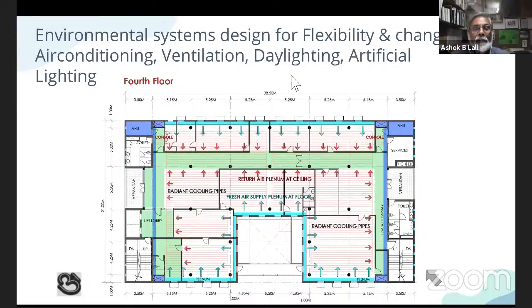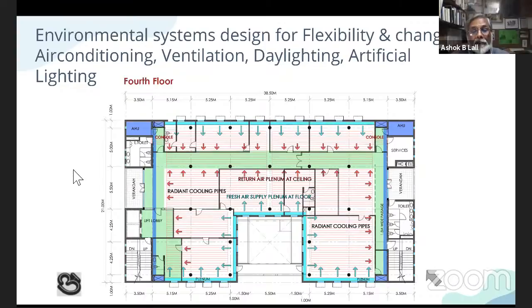I need not go into these details. These are, again, iterations. Every second day, the client will come up with new requirements. The boss wants a bigger room. We want one more manager. This room cannot be on this side. It has to be on the other side. So you keep changing the internal layout of the spaces.